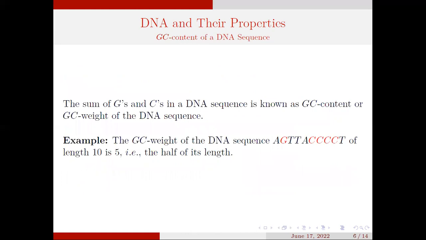The melting temperature of a DNA sequence depends on the GC weight of the DNA sequence. The GC weight or GC content of a DNA sequence is the total number of Cs and Gs in the DNA sequence. In this example, the GC weight of the DNA sequence of length n is 5.